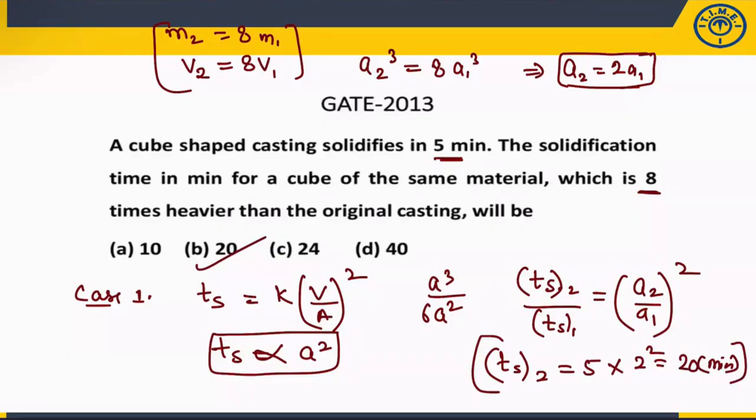Clear? So they can ask you in a different way. Sometimes they take the same geometry, or sometimes they frame the question with two different geometries. For one geometry, they will give you the solidification time, and the second one you have to calculate. But what you are doing, you are using the most important formula, which is nothing but k into V by A square. Clear?